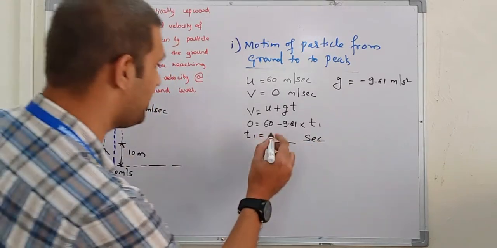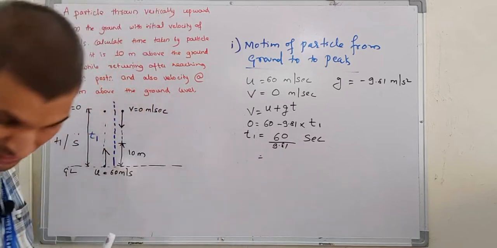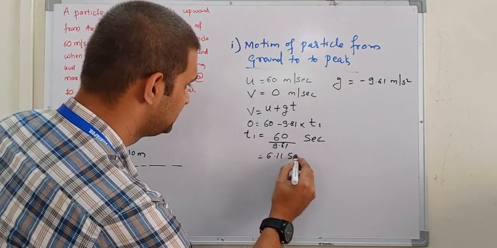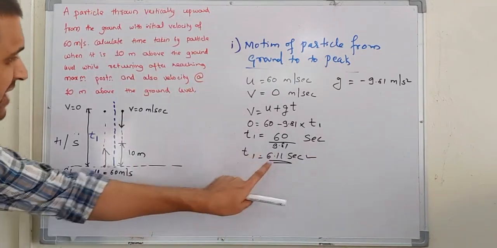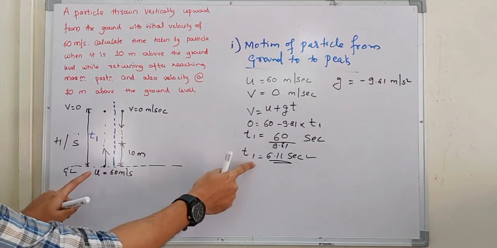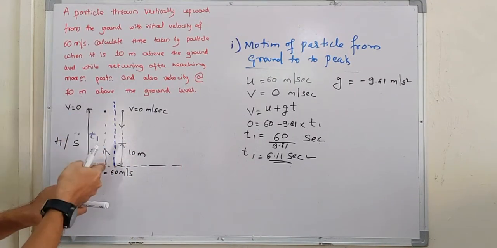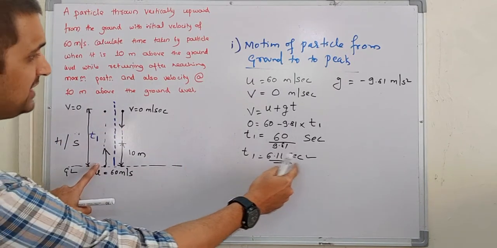You can read 60 divided by 9.81. Probably 6.11 seconds should be the correct answer. So now moving ahead, what we have calculated is the time taken by the particle from the ground to reach the peak value, which requires 6.11 seconds.